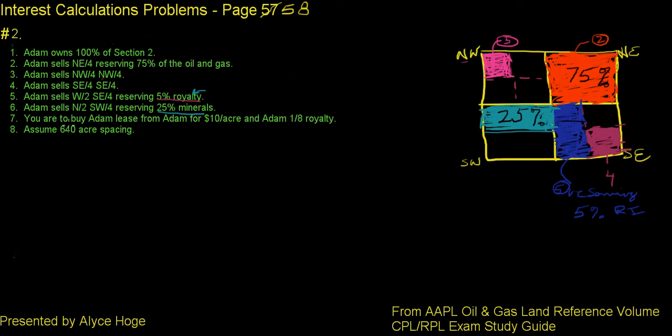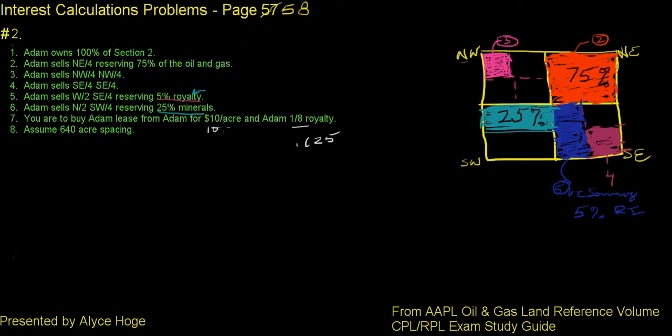Now the question reads, you were to buy Adam lease from Adam for $10 an acre and Adam 1/8 royalty. It would have been nice if the person who wrote this problem spoke English, but since they didn't, no, I'm just kidding. They did. This is just not the most artfully worded question, but you understand what they're getting at. They're saying we're buying this lease from Adam. We've gone through the chain of title, and this has been all the conveyances that he's conveyed out. And now we want to pay $10 an acre for a bonus payment, and the royalty on the lease is 1/8 or a 0.125.